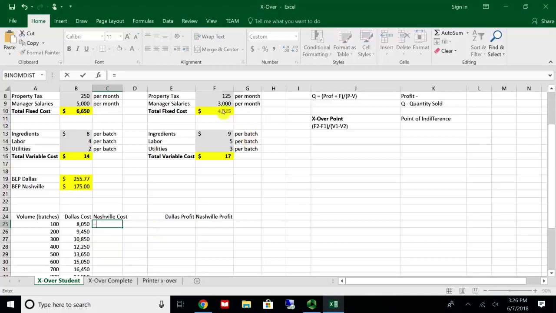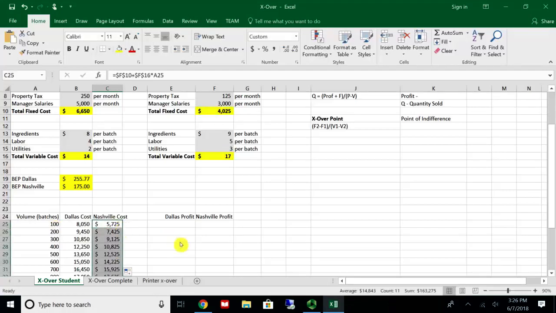So again, we said it's the fixed cost. And remember, we needed to use absolute referencing, so I'm going to use the F4 function, which puts the dollar signs in like I needed, plus the variable cost of 17, again, F4 function, and I'm going to multiply that by the 100 batches, and I can copy that formula down.